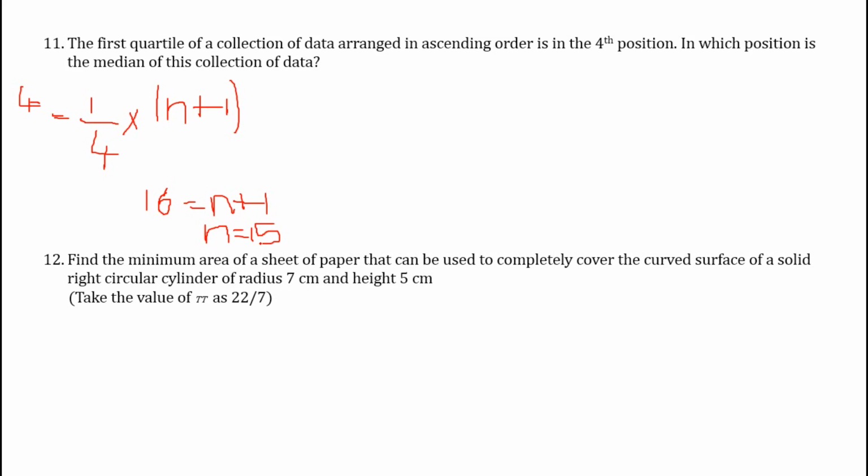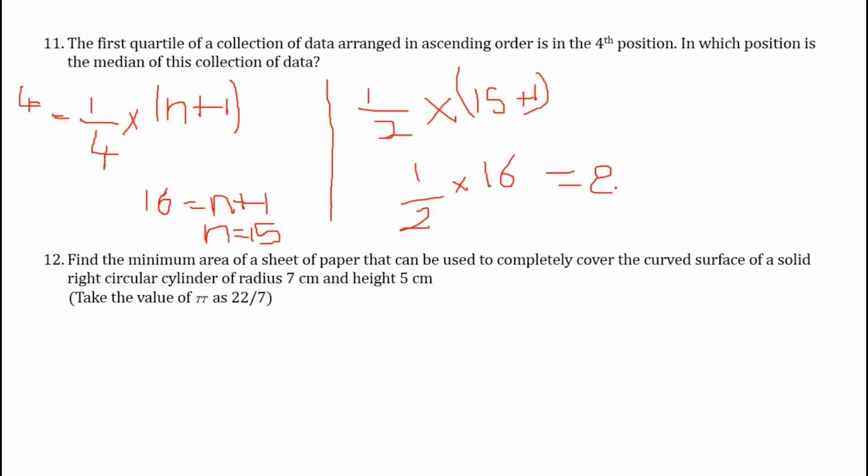Now using this, let's find the position of the median in this group of data. So now let's plot the equation. That will be 1 over 2 into n plus 1. So n is 15 plus 1. So that will be 1 over 2 into 16, and that will be in the 8th position. So therefore the median of this collection of data lies in the 8th position. So with that, let's move on to question number 12.